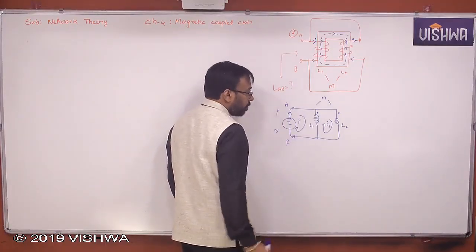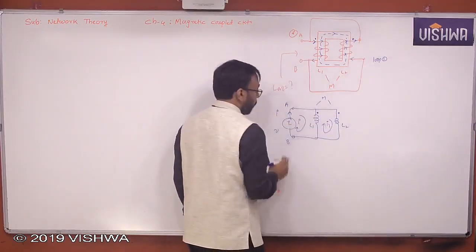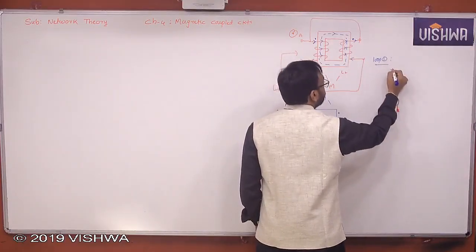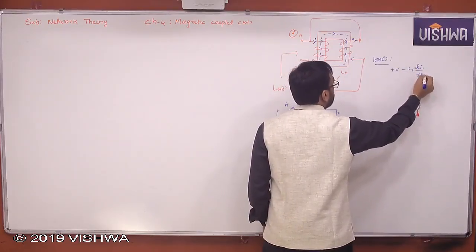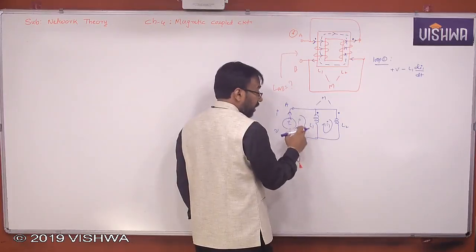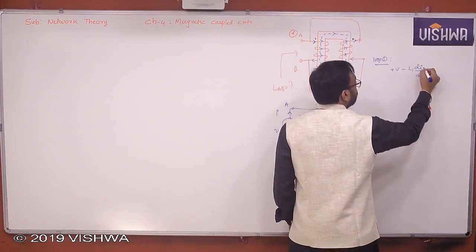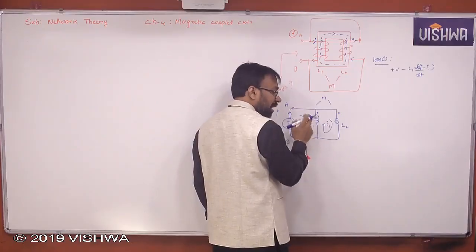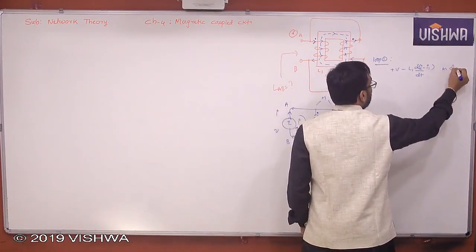Volt-Amp technique. So first equation, loop 1. Plus V minus L1 di1 by dt. Not di1, but what is the current flowing here? This is I. But what is the current flowing in this coil? I minus I1. The current flowing to this coil is I minus I1. This is self. What are the mutual? M di1 by dt.